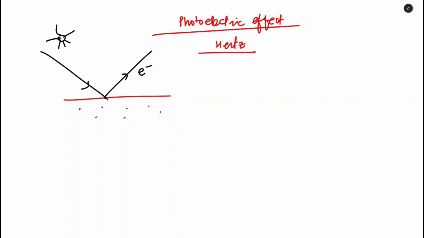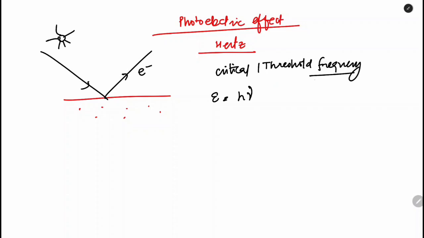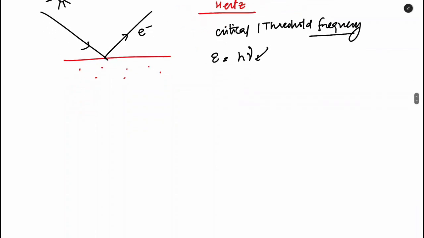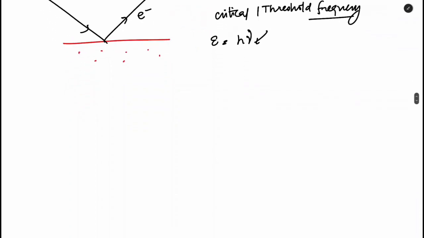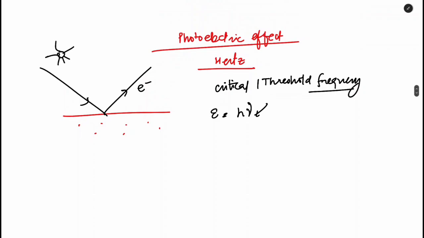It says that a critical or threshold frequency is needed. In yesterday's class we saw E is equal to h nu, where nu is the frequency. So a threshold frequency is required to evict the electron from the polished metal surface. He also said that since electrons are moving out, this will lead to a current, and this current was called the photoelectric current.